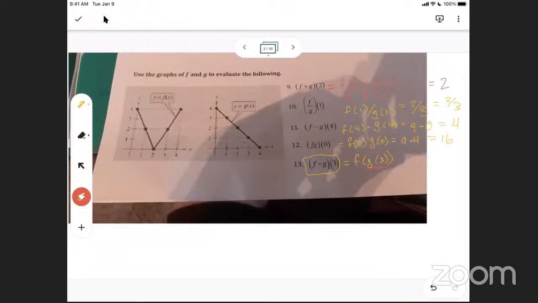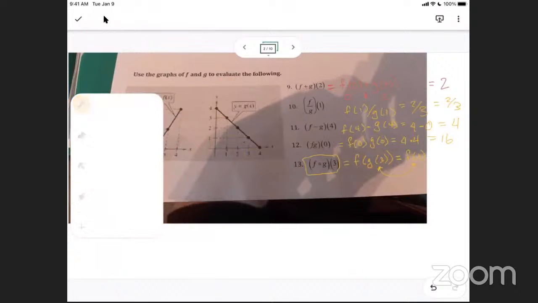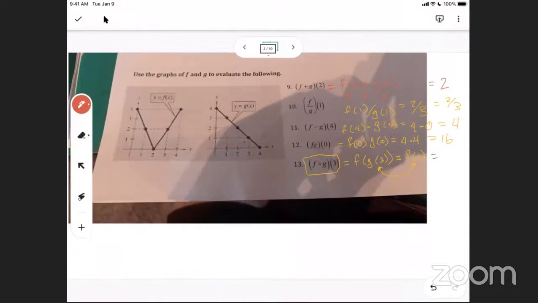So what's g of 3? G of 3 is 1. So what I'm going to do is write f of 1, because that's what g of 3 is. So what's f of 1 now? 2. Now we go back over to our f graph and we look at it, and there it is. It's 2. Okay? That makes sense how that works?